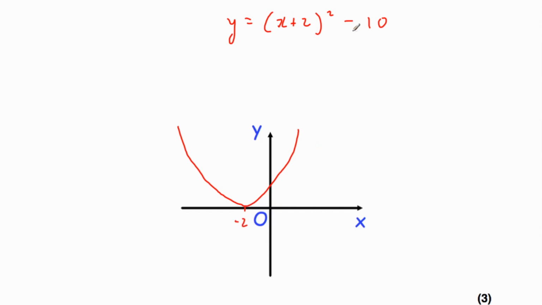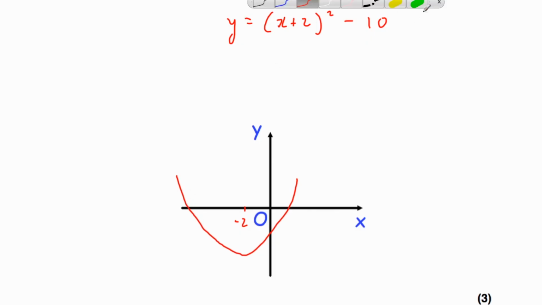And then we have minus 10. That means we're going to translate the graph 10 squares downwards, so it would look something like this. And then we can just label our points. This point here would be negative 2, because it's negative 2 across, and we've gone 10 down. So negative 2, negative 10. That's the coordinates of the turning point, this turning point here.